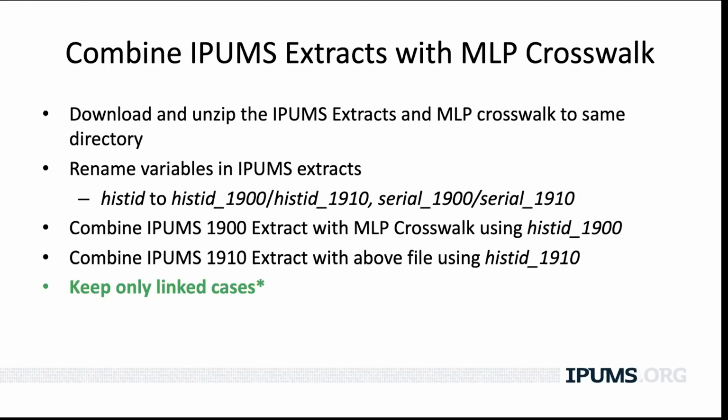Once you've merged your first IPUMS extract to the MLP crosswalk, the next step is to combine the second extract to the MLP crosswalk. So you want to combine your 1910 extract with the above combined file, and now the common year is 1910. So you're going to combine those two data sets using hist ID underscore 1910.